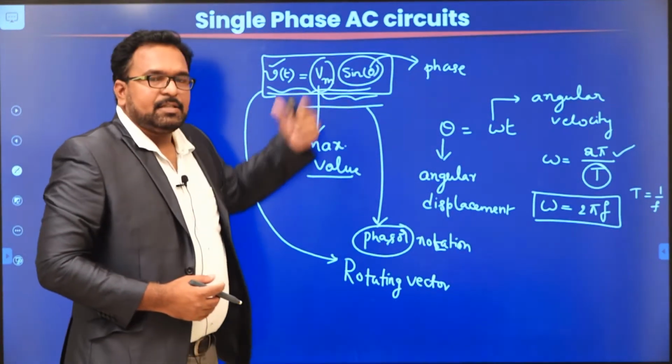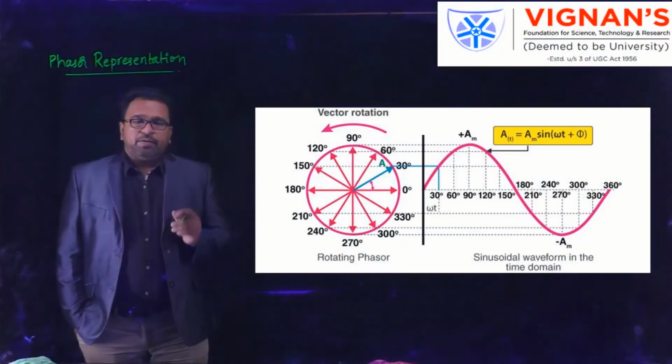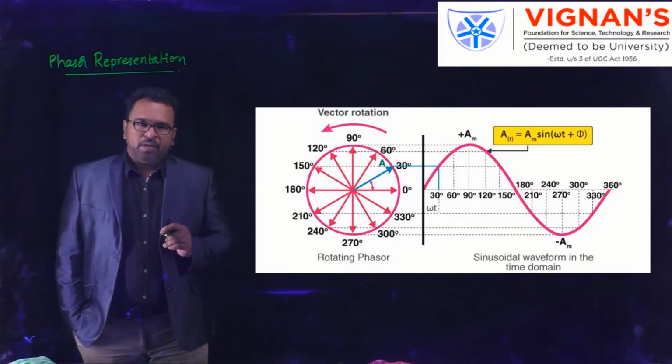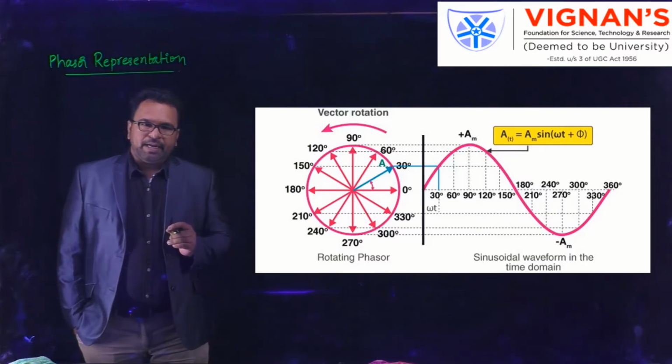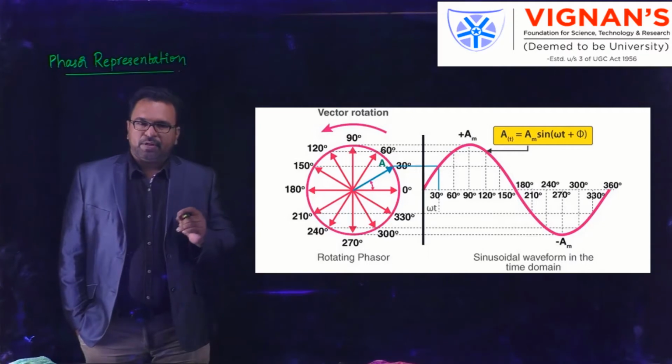How will you represent this sinusoidal quantity as a phasor? Let's see that. The instantaneous values of the sinusoidal quantities are represented by using a rotating phasor. If you see the diagram carefully, the rotating vector is given as OA. When the vector rotates from 0 degrees in the anticlockwise direction, the tip of the vector will always give the instantaneous values of the sinusoidal quantity.